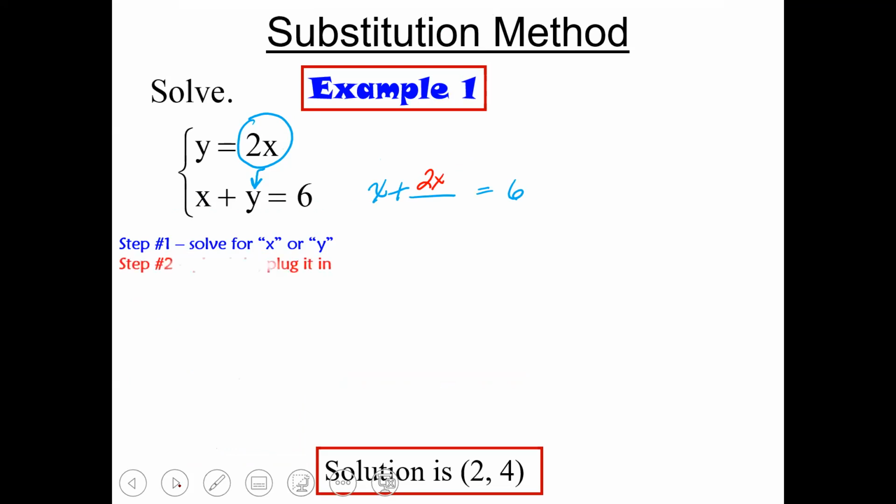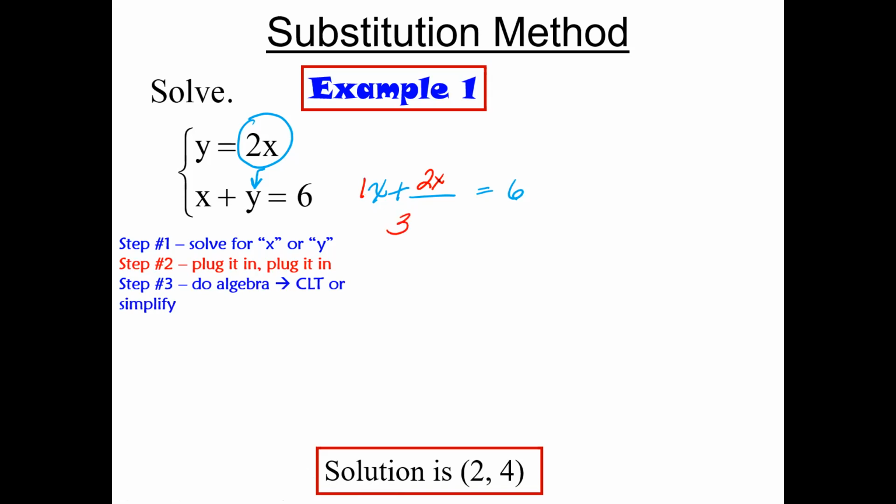Step 2 asks you to go ahead and plug it in, which we did, so check that off. Step 3, we're going to go ahead and algebraically solve for this. There's a 1 right there, so 1 plus 2 is a 3x equals 6. Opposite of a times is a divide, so x equals 3. So now that I have x, what are you missing? You're missing y. So we're going to find y.